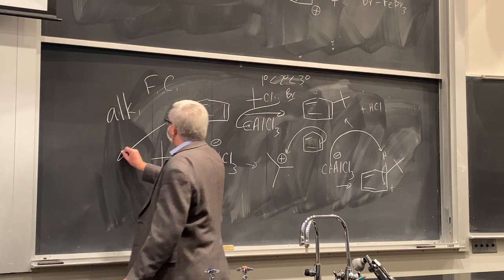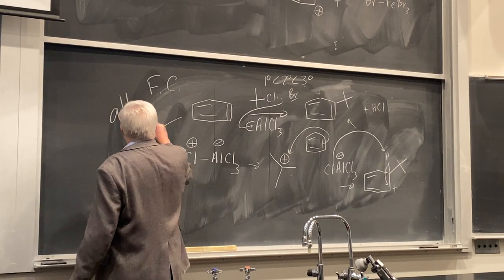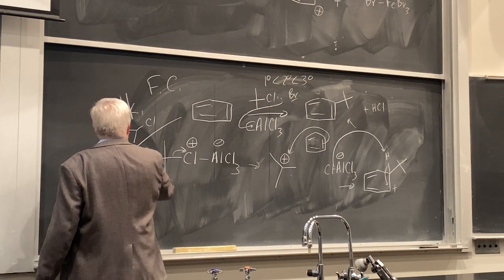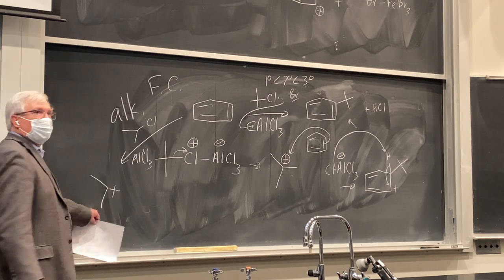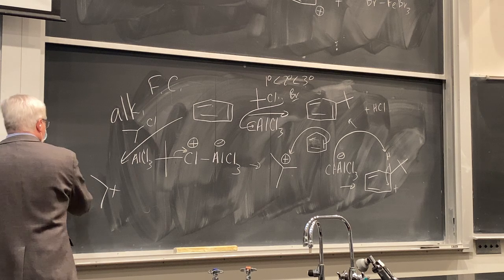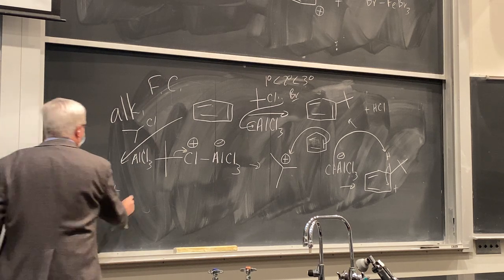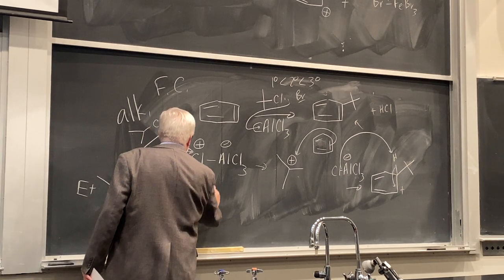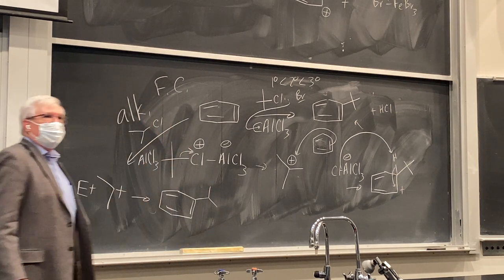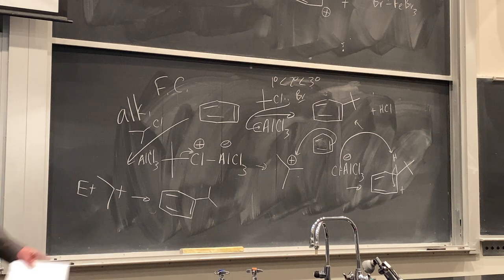If we did this reaction with, say, isopropyl chloride and aluminum chloride, what would we get? We get the secondary carbocation. It would be a little bit slower, but that would be our electrophile. And what would be our product here? It would be cumene, isopropyl benzene. That's the high octane aviation fuel, actually.